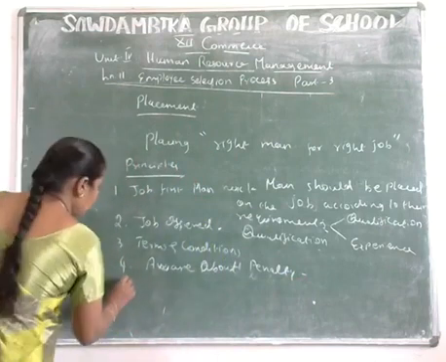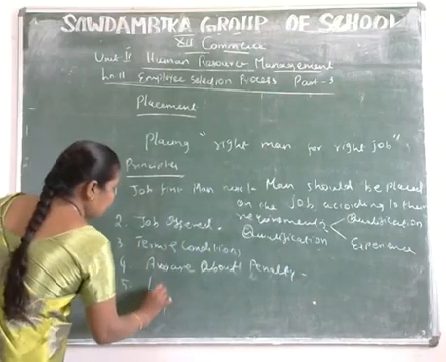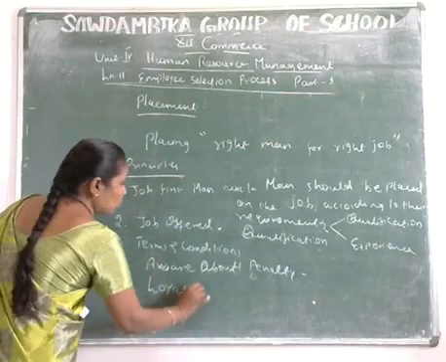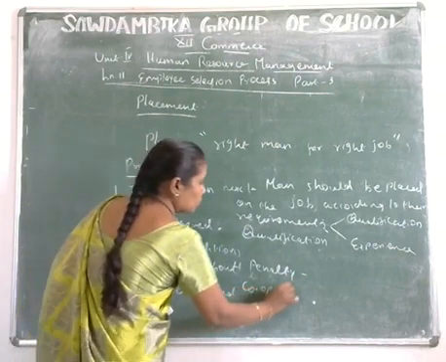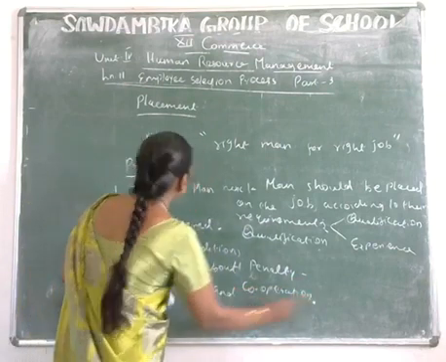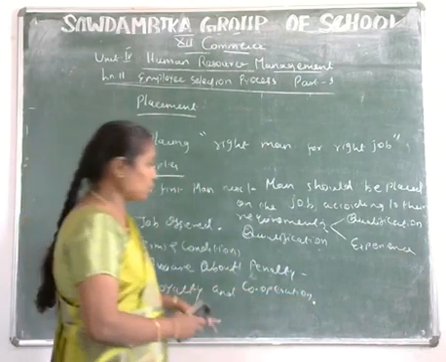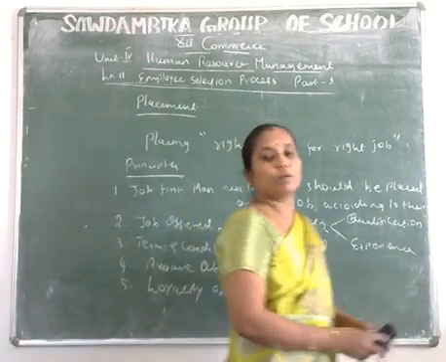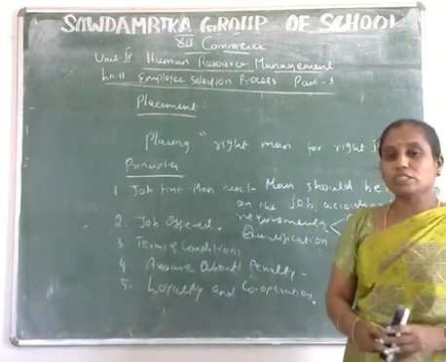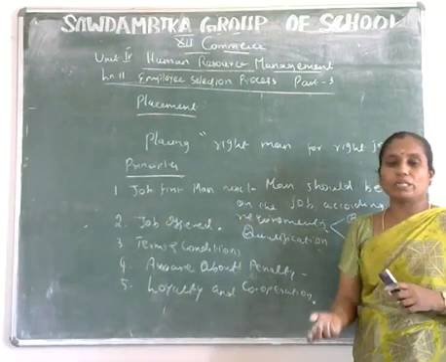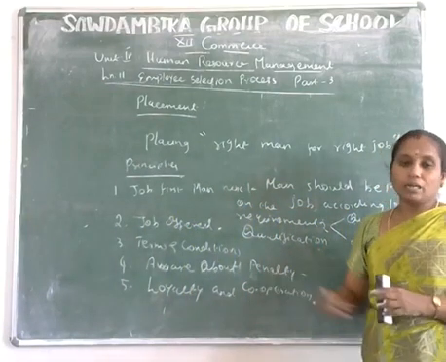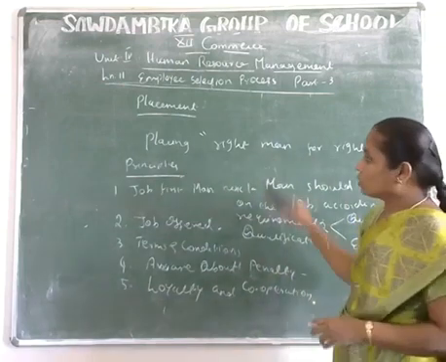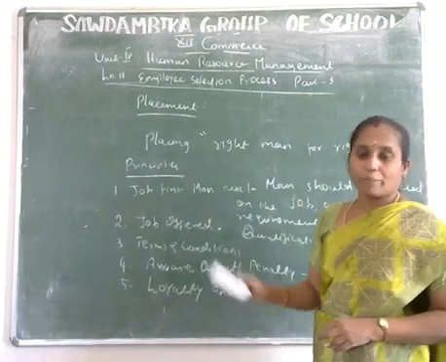And the last one is loyalty and cooperation. The placement process in an organization is not a simple process. It is a very difficult process. So the new employee in the organization must maintain loyalty and cooperation. These are all the principles of placement.